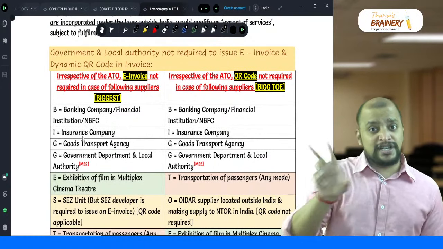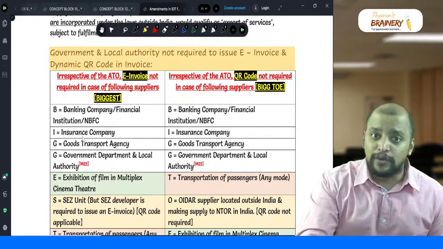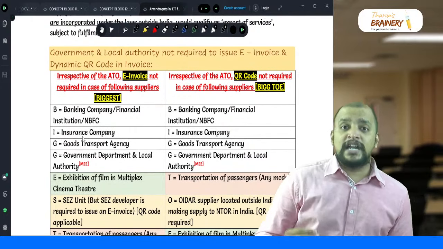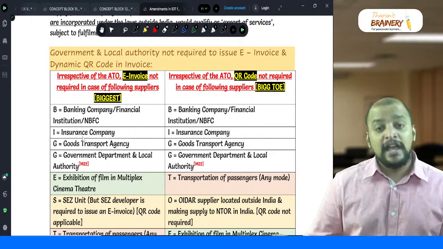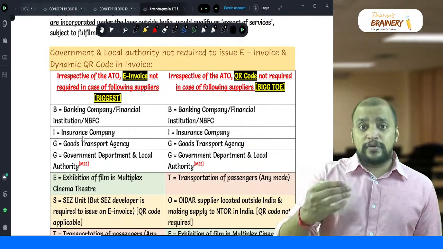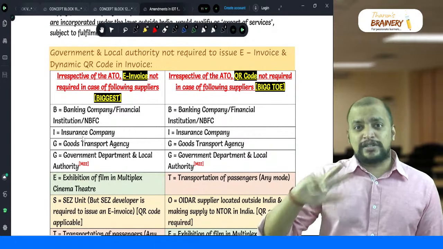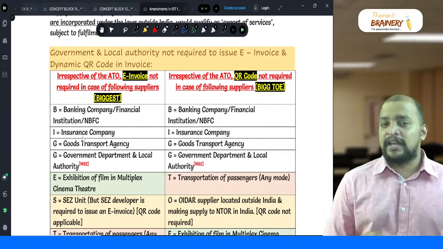But this e-invoice and dynamic QR code is not required in few cases. So in that they have added government or local authorities. Government department or local authority is not covered apart from the others. So that's what I have given. So easily you can remember. Remember BIGGEST. So BIGGEST not required to file e-invoice. Okay. So what is that BIGGEST?